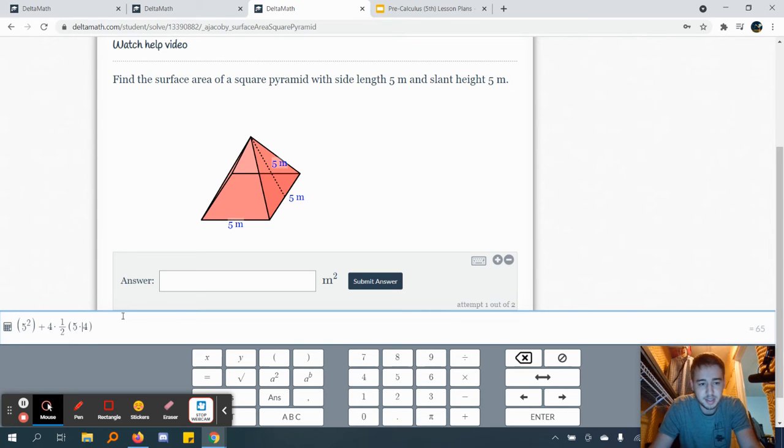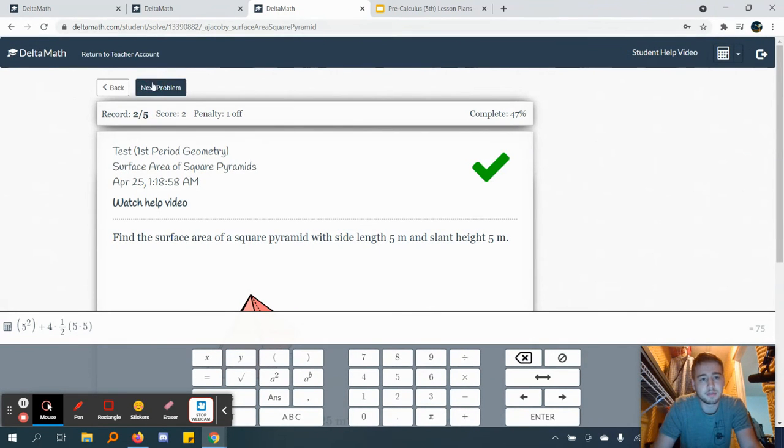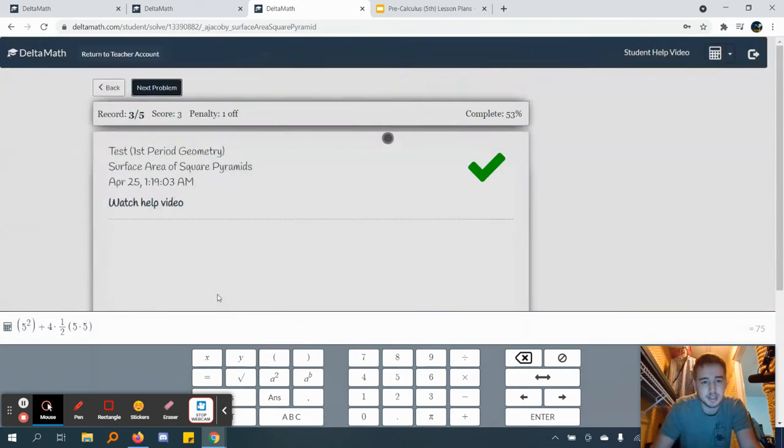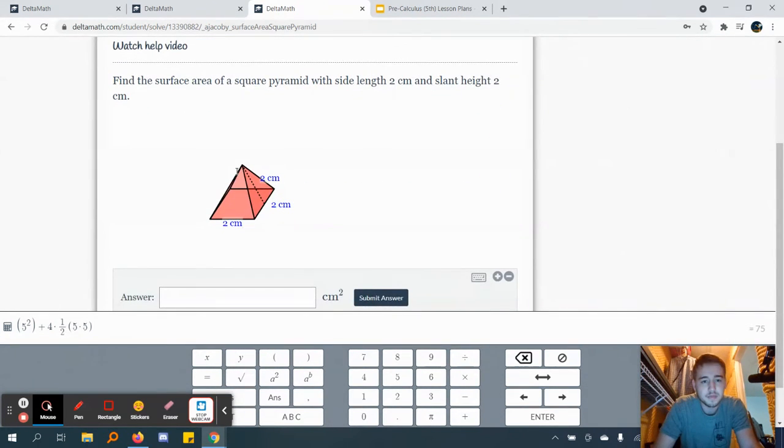Now we're going to use base. 5 is the base. 5 is also the slant height because it says the slant height is 5. So 75. Hopefully we'll find one with different numbers here. That's the same problem. I'm just going to say 75 again. Let me find you one that doesn't have the same number for every single value.